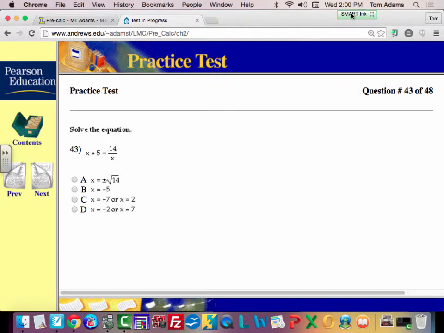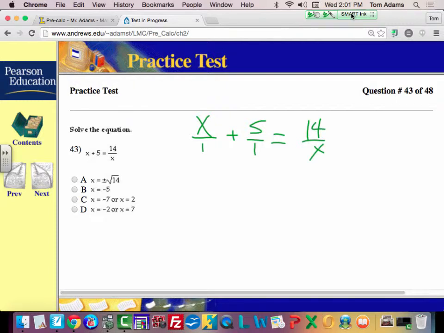So this one says solve this equation. This is the 2.7 stuff that we were working with, so this should be the freshest in your mind. I really have x over 1 plus 5 over 1 is equal to 14 over x. Okay. What's my common denominator?